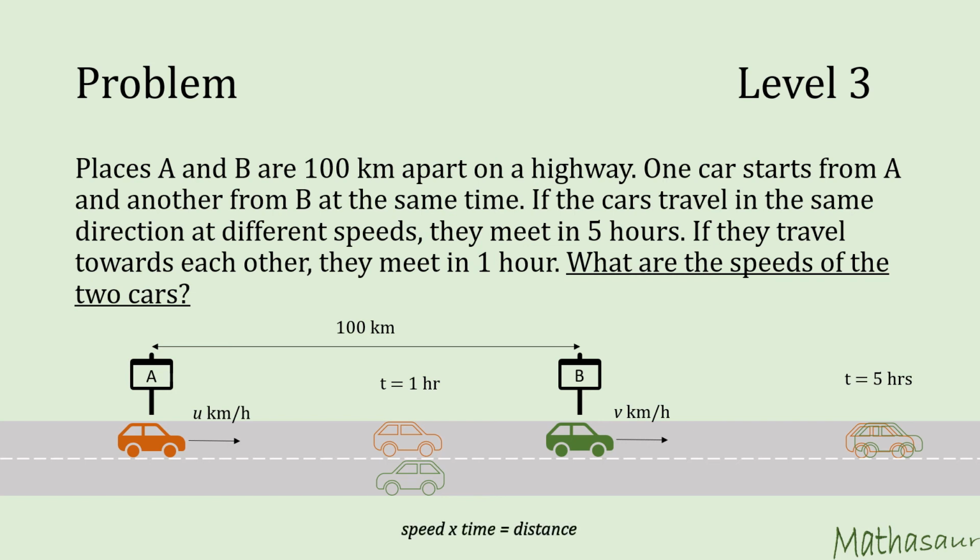Now we know that speed times time equals distance. So when the cars are moving in the same direction, the orange car is always trying to catch up with the green car, and it is always trying to make up for the 100-kilometer distance between them that they started with. So the distance the orange car is trying to cover is 100 kilometers.